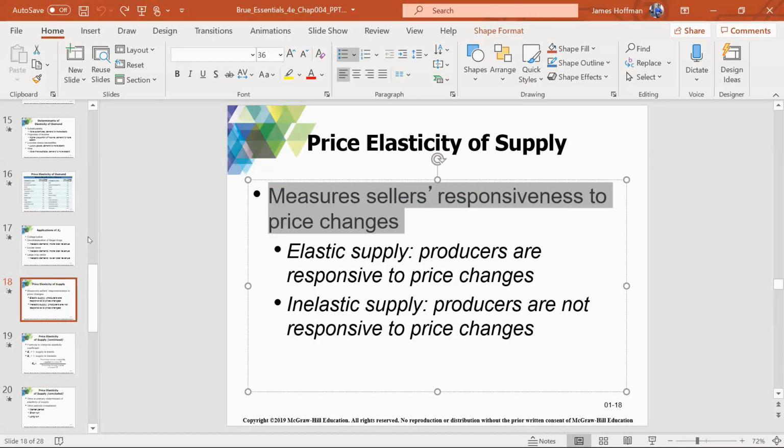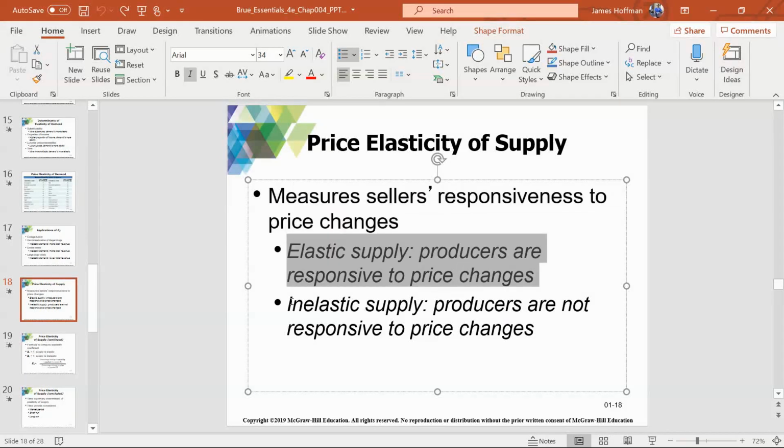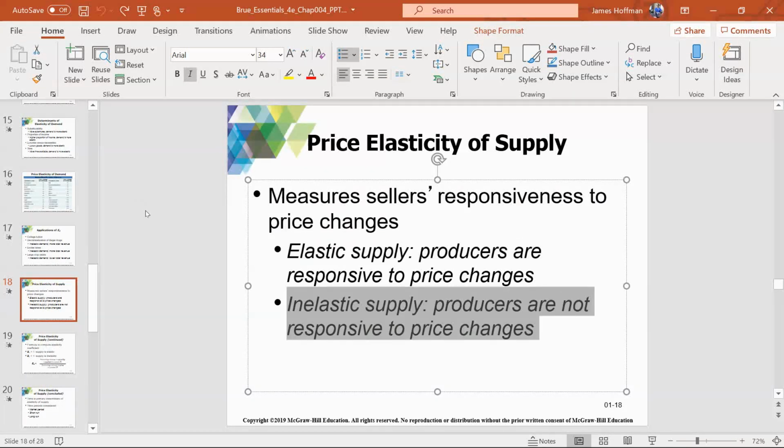Okay, so this is the same concept. We're looking at responsiveness to price changes, but this time for supply. This measures the sellers' or the firm's responsiveness to price changes. If supply is more elastic, then producers are more responsive. If it's more inelastic, if it's steeper, producers are less responsive. So it ties into the steepness of the curve, but we're looking at the supply side here.